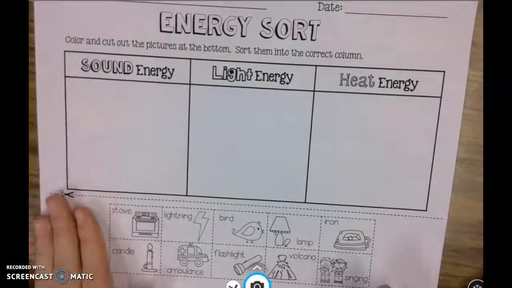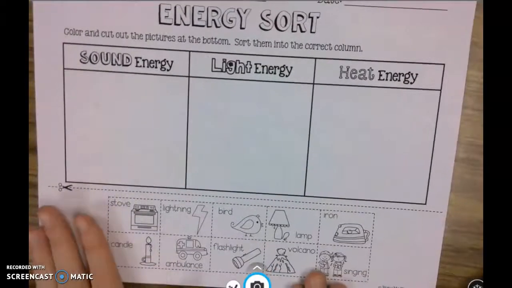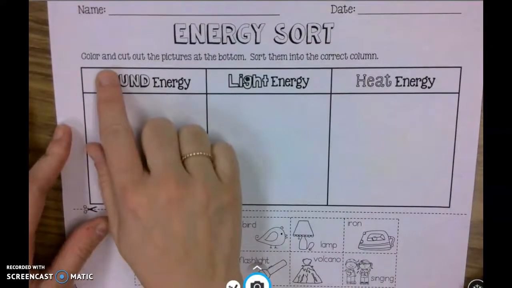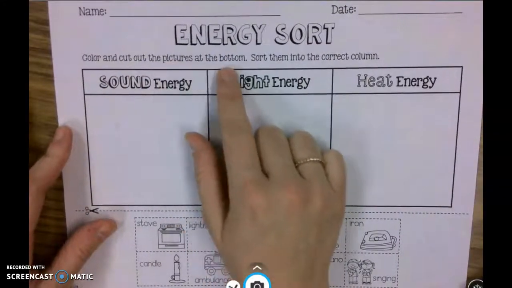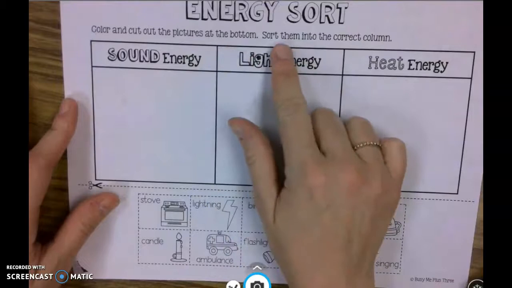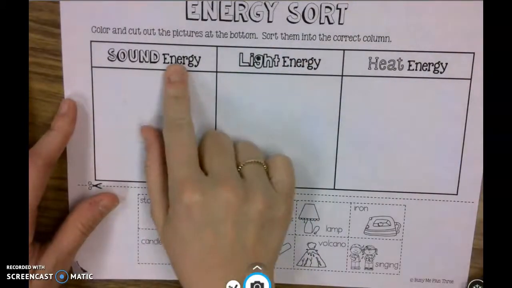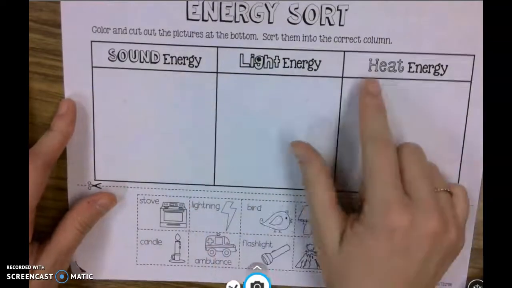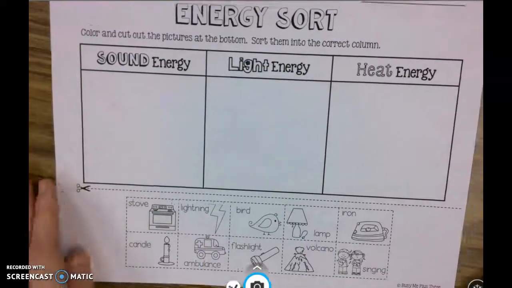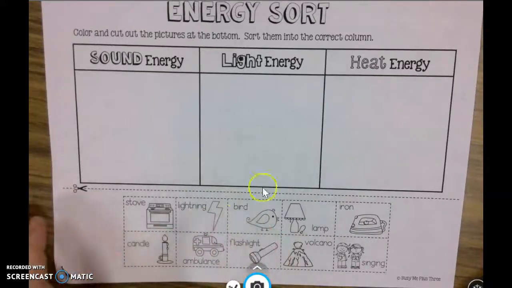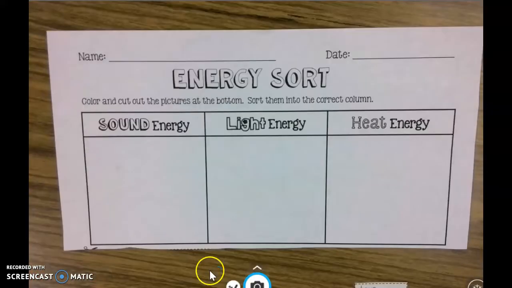So this week is neat because we've been learning about sound, light, and heat. This is from your packet where you cut things out. This is the final page. It says energy sort, color and cut out the pictures at the bottom. Sort them into the correct column. So we have sound energy, light energy, and heat energy. If you want to pause the video, you can cut those out and then follow along as we do it together. Okay, so hopefully you've had time to cut out your pictures.